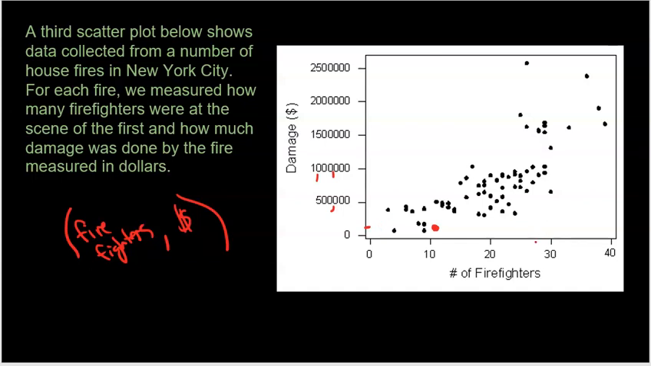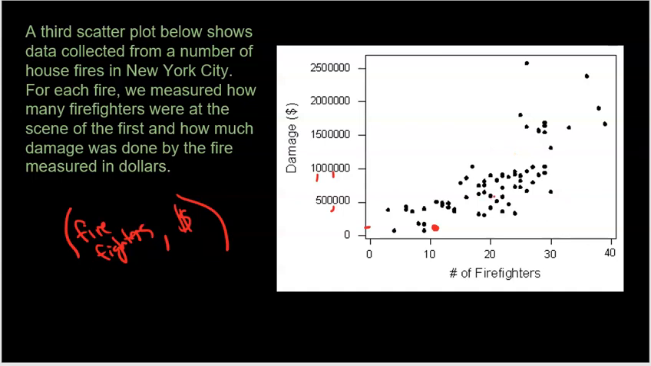So overall, we do see a pattern here, and it's a little bit of a shaky pattern. It's not the clearest of patterns, but it does appear at first glance that if there are a lot of firefighters at a scene, then there's going to be a higher amount of damage. Now, does that mean firefighters cause damage? No, the fire causes the damage. But if there's a really big fire, you're going to need a lot of firefighters, and if there's a really big fire, you're going to have a lot of damage.